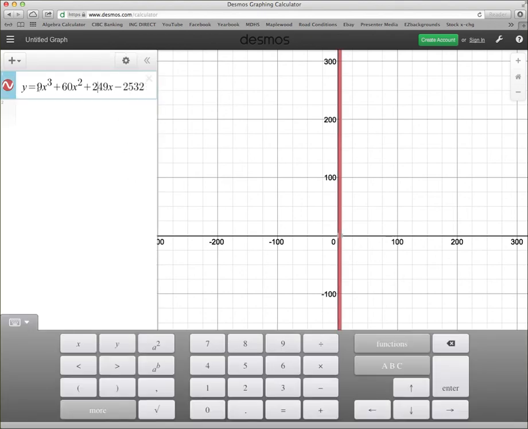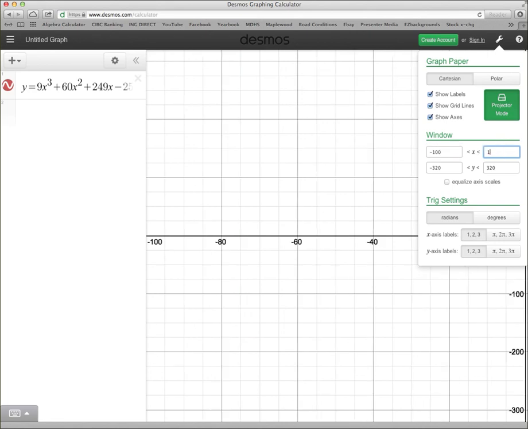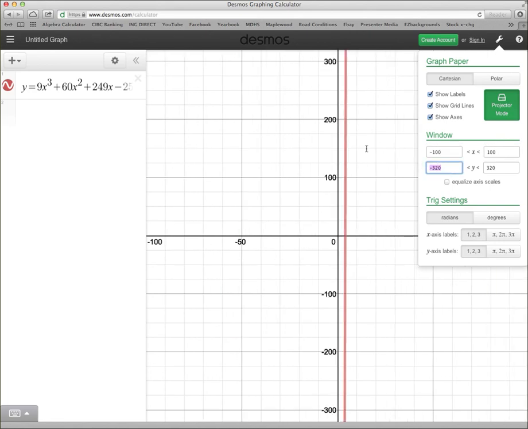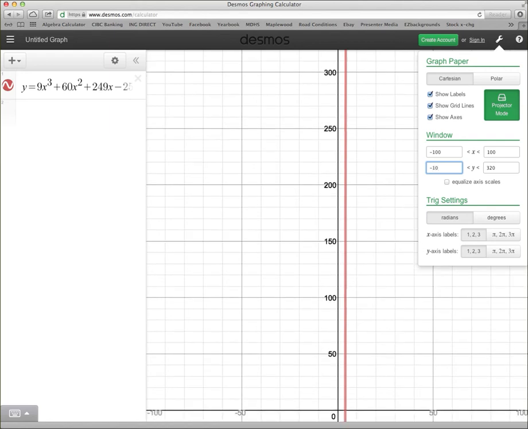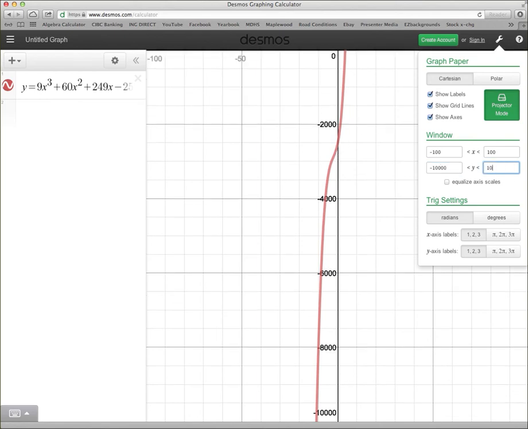So let's take a look at our function, though. One other thing I do know about this function is that the y-intercept, if I let x be 0, occurs at negative 2,532. So I'm going to go into my settings and change the y values. I'm going to leave the x values at, say, negative 100 to positive 100, and the y values I'm going to change to negative 10,000, so then I'll see that 2,500 there very clearly. Oh, there's the little dip to positive 10,000.